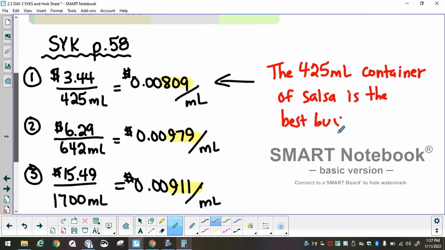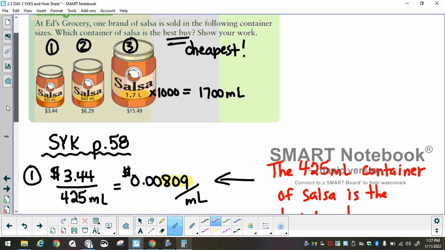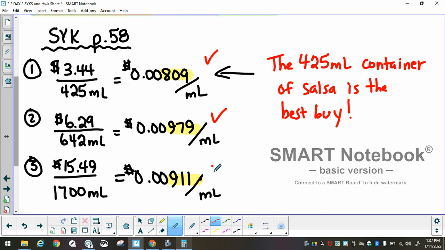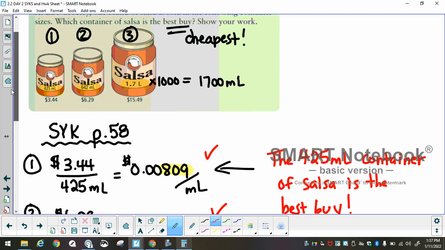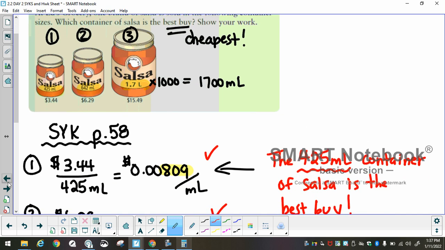Be clear with your answer when you do these questions. You need to show all this work. It needs to be labeled. And then you need a sentence answering the question. So it's not enough just to do these 3 mathematical statements. You need to then answer the question, which container is the best buy, and be clear, the 425 milliliter container is the best buy.